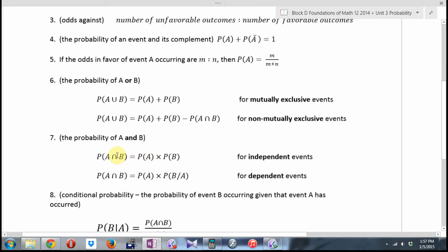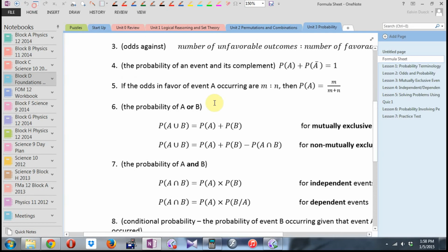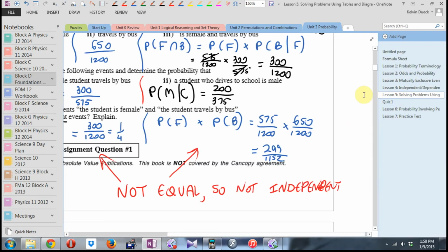If they're independent, "and" is just multiply the probability of A times the probability of B, and you'll get A and B. Now, we could calculate A and B from the table by counting. We could say, you know what, there's 300 females, 1,200 students, 300 out of 1,200. When we tried doing this side, we didn't get the same answer. What that's saying is somehow you would need to take into account whether or not A occurred. I don't know if that's the best explanation. Let's keep going.